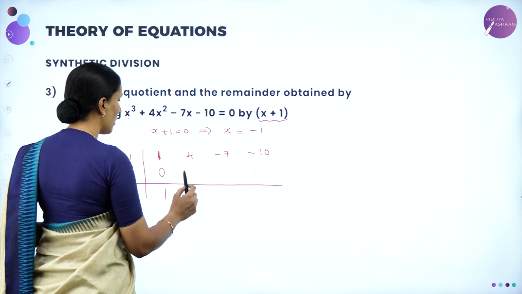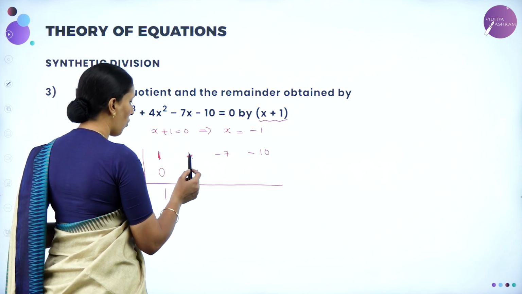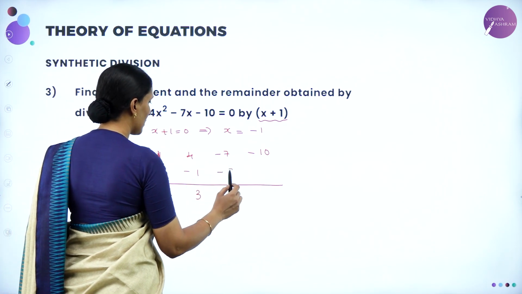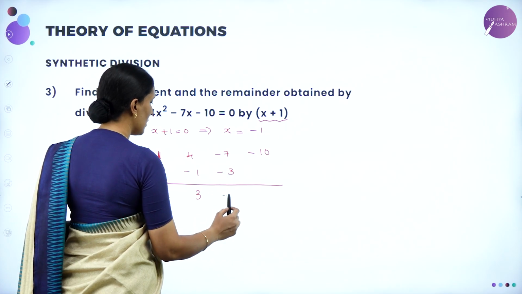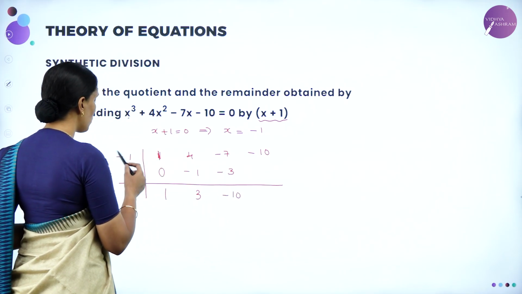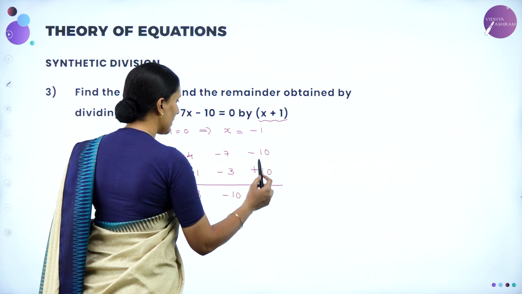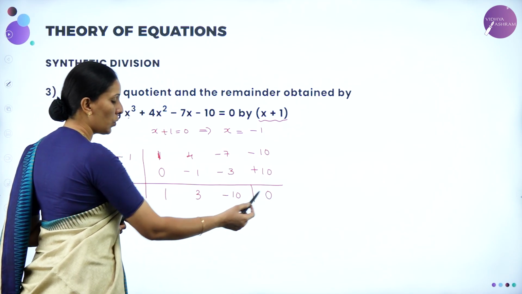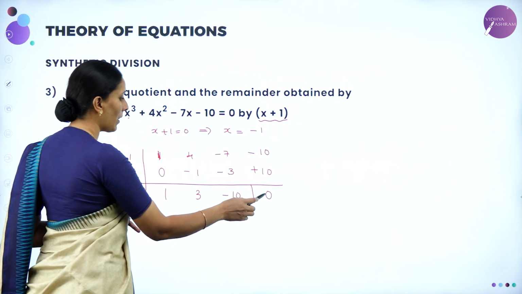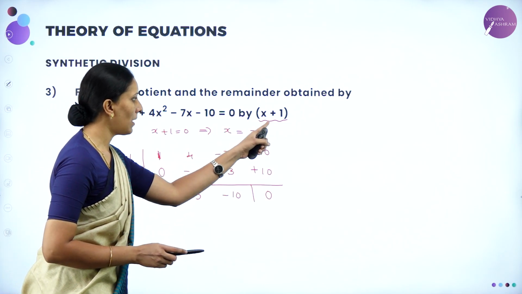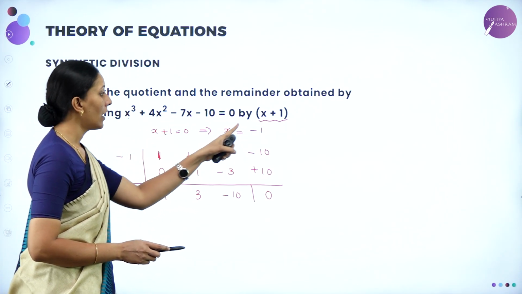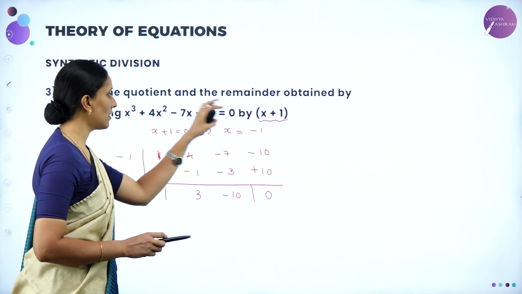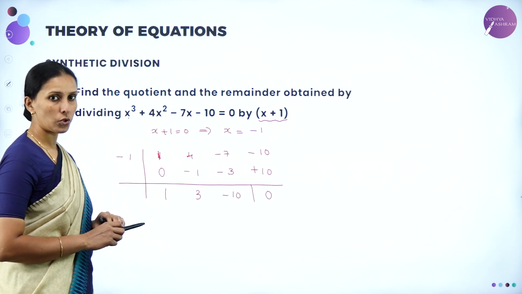1 into minus 1, minus 1. Next add this. 4 minus 1, 3. Again 3 into minus 1, minus 3. Minus 7 minus 3 is minus 10. Minus 10 into minus 1, plus 10. Add this. Minus 10 and plus 10 is 0. So now here the last number will give you the remainder. If the remainder is 0, we say x plus 1 is a factor of this. That means minus 1 is the root of the given cubic equation. If not, it just divides the given number with the quotient and the remainder.